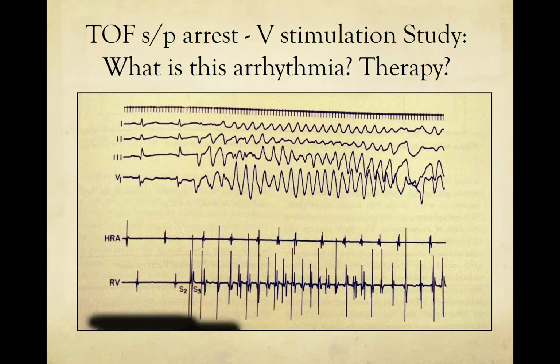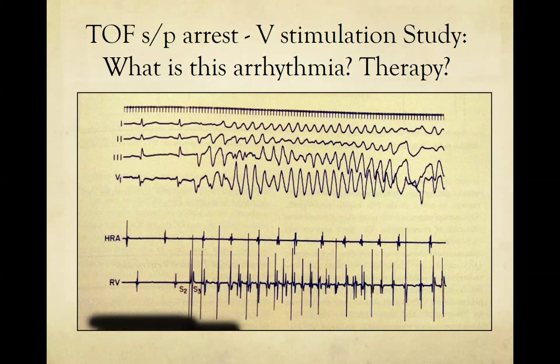Okay, so then it does look like it's going into probably V-fib. And in lead V1, it kind of looks like torsades a little bit. It looks like that spindle formation a bit. But it looks like, yeah, we go into V-fib here. So I agree with you. I agree with every single thing you've said.